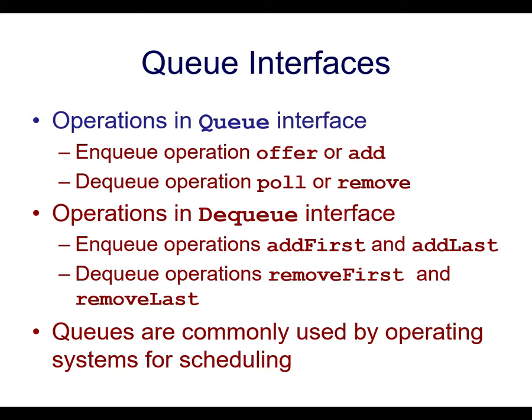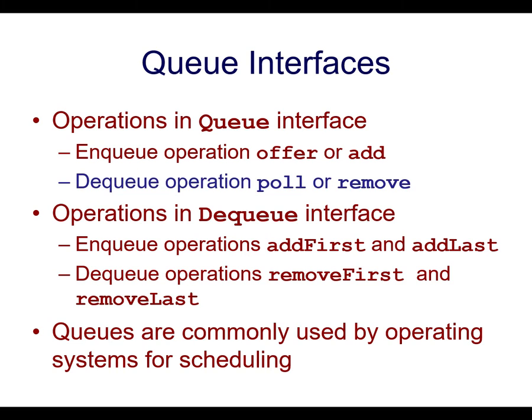The first of these two interfaces is the queue interface, which has two primary operations. The first of these two operations is the enqueue operation, which involves putting an element onto the queue. There are two methods that implement this operation, which are offer and add. The only difference between these two methods is how they handle the case when the queue is full. The offer method returns false in that case, whereas the add method throws the illegal state exception.